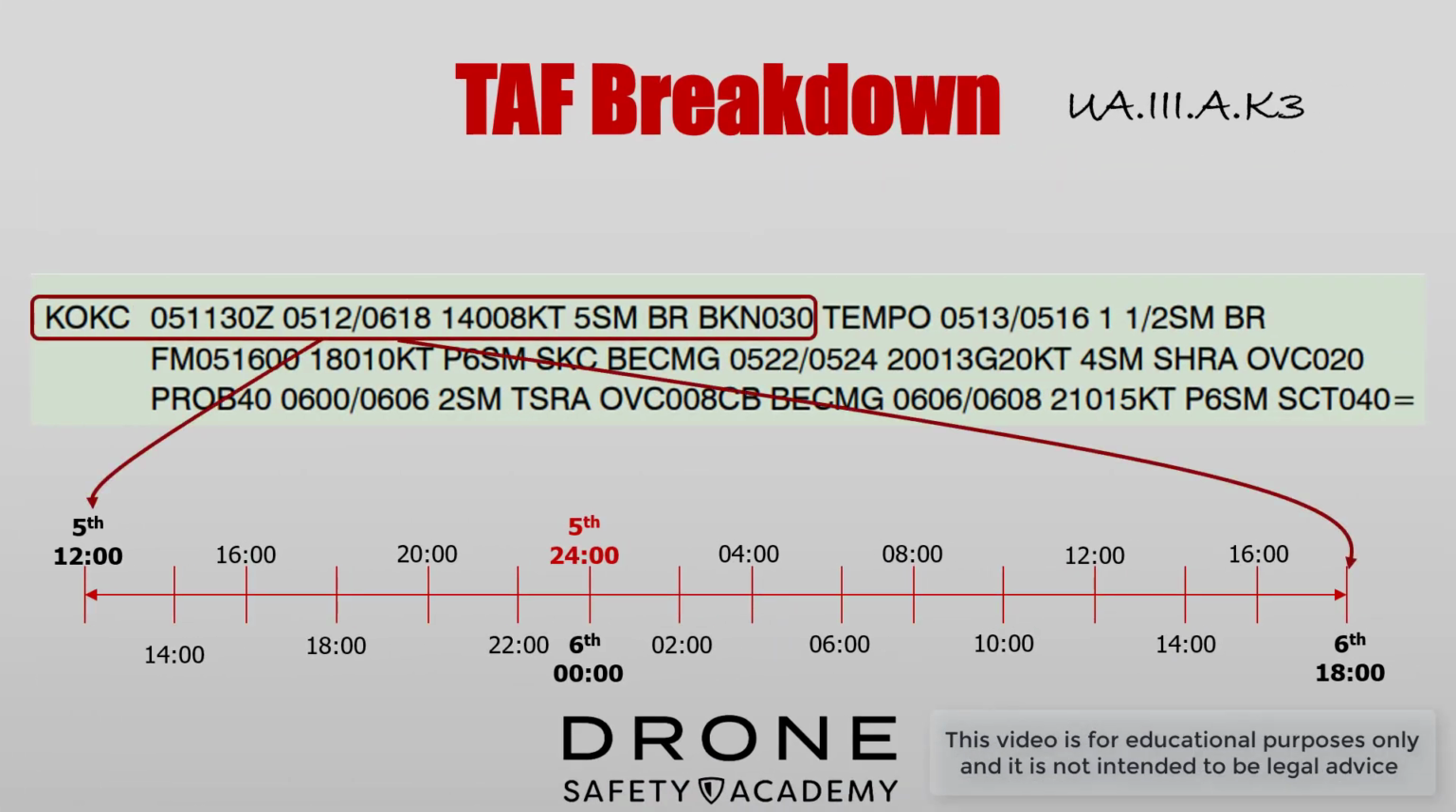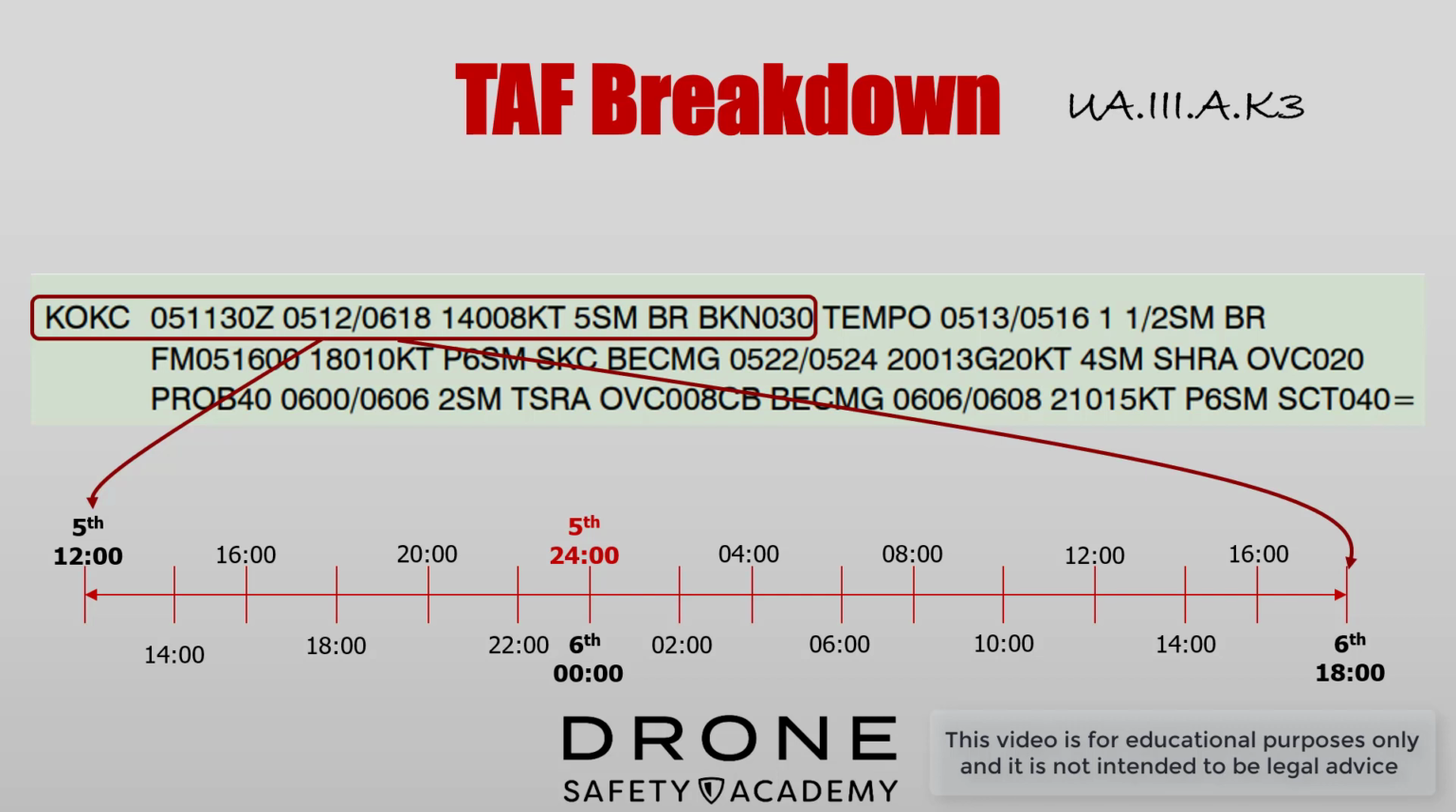Okay, in this particular example, there are no curveballs. It's pretty straightforward. We have the station identifier, and this TAF forecast was issued on the 5th day, 1100 hours, 30 minutes after the hour. The validation period is the 5th day of the month at 1200 hours, extending to the 6th day of the month to 1800 hours. That's a 30-hour forecast.